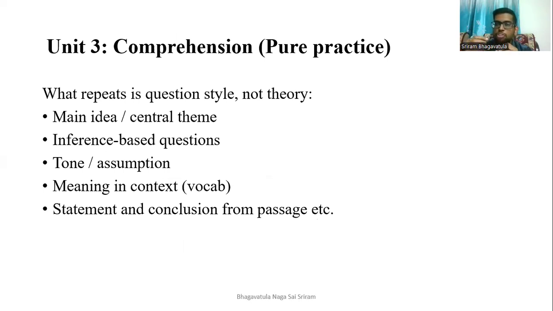So the questions may be based on the main idea or central idea. For example, one extract of the paragraph is related to poverty elimination in India, or how well India can perform with regard to the developed nations. What is the main or central idea will be asked in the question. Inference-based questions might be there. Tone or assumption, what could be the assumption of the author from that particular paragraph, will be there. What is the meaning in context, vocabulary, will be there. What does the particular term signify in that particular passage. Statement and conclusion from the passage. So all of these things can be there from unit 3.